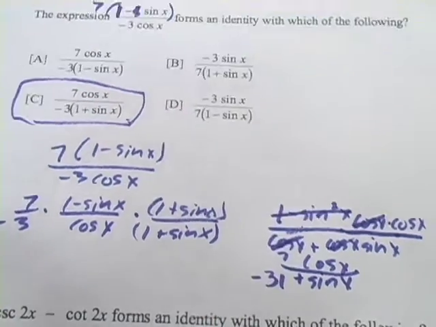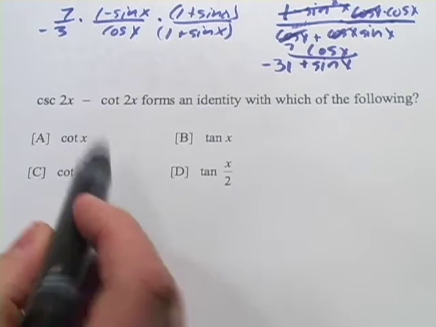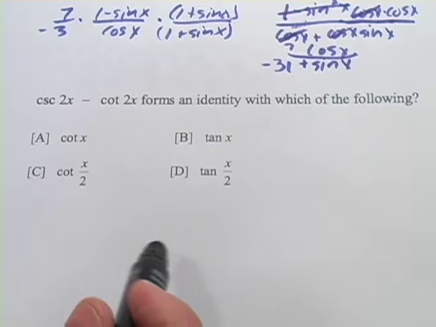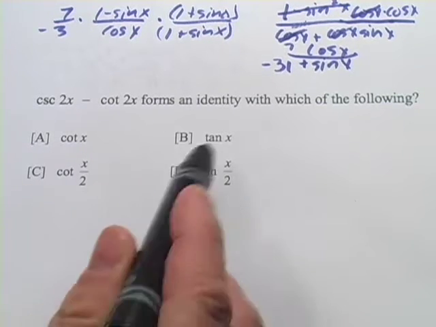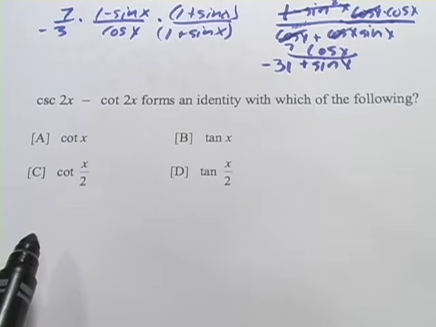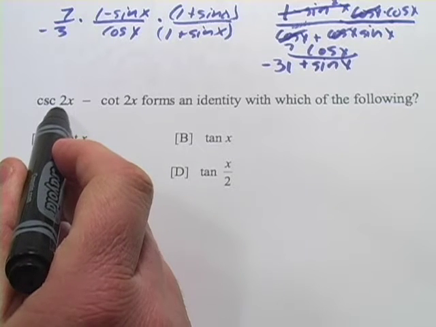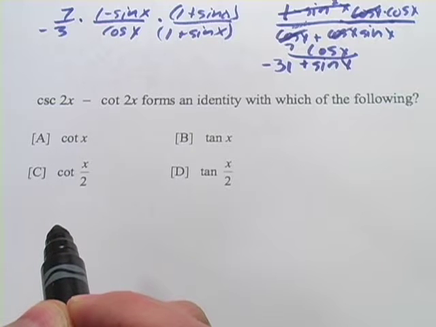All right, let's try another one. This one's a little bit different. We have the cosecant of 2x minus the cotangent of 2x, and it forms an identity with one of these. You can see the answers here are in much simpler form, so figuring out that identity might make this problem a lot simpler and easier to deal with. One of the things you should notice is that we have 2 multiplied by our angle here, so we might be using the double angle formulas at some point.